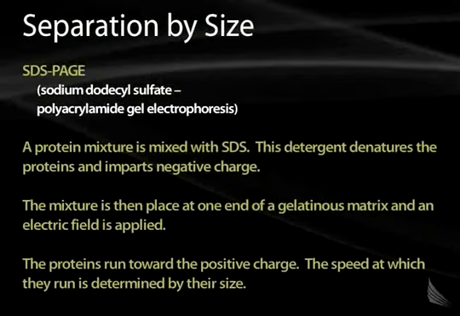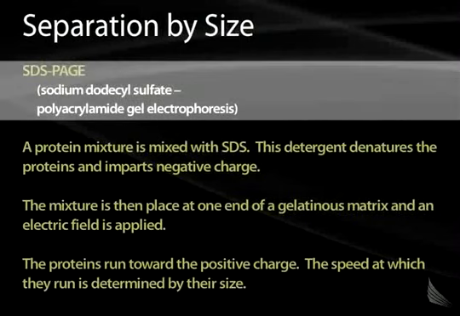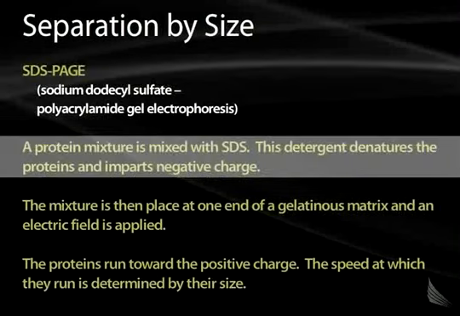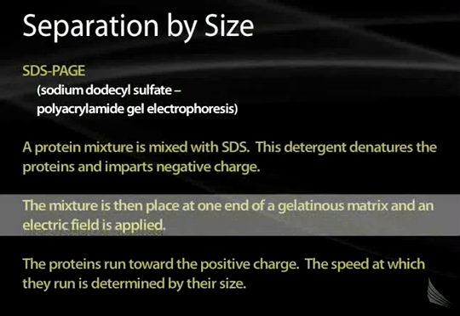Another method that you can use to separate proteins by size is what we call sodium dodecyl sulfate polyacrylamide gel electrophoresis, or SDS-PAGE for short. In this, we take a protein mixture and we mix it with a detergent called sodium dodecyl sulfate. This denatures the proteins, and it imparts a negative charge to them, so that the proteins are very negatively charged. You take this mixture then and place it at one end of a gelatinous matrix and apply an electrical field.